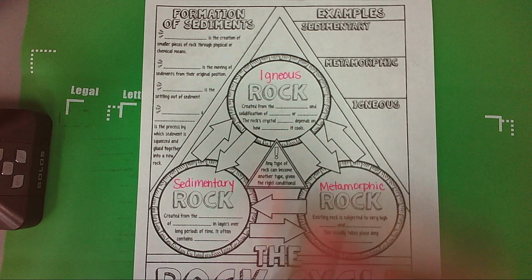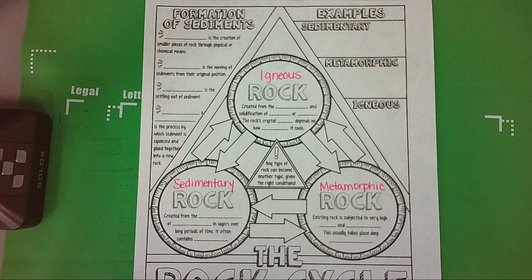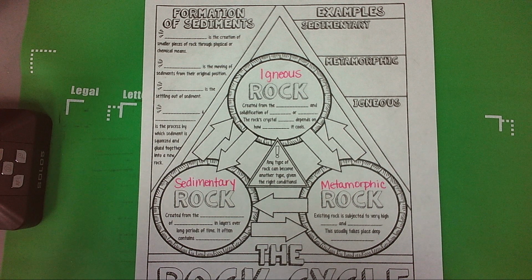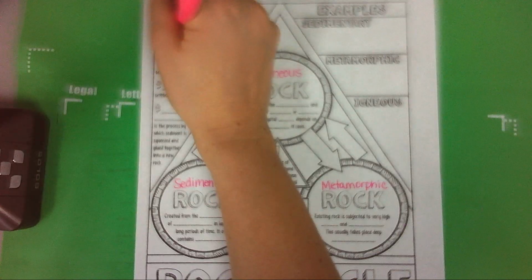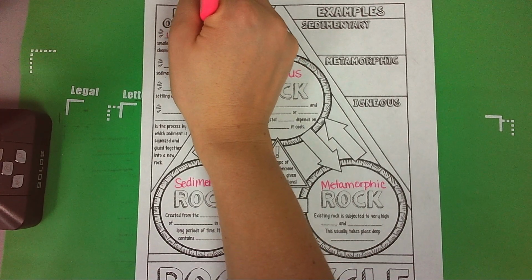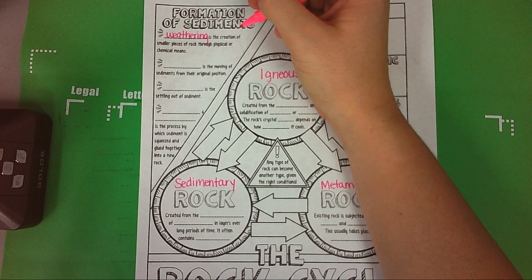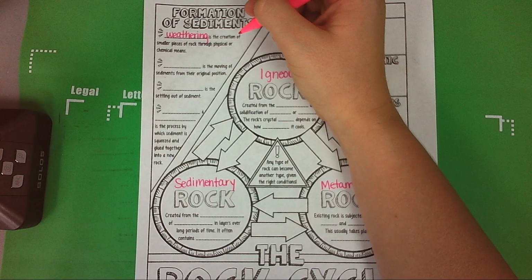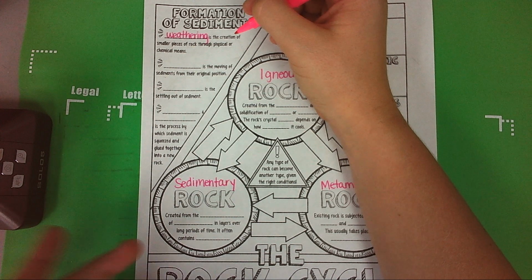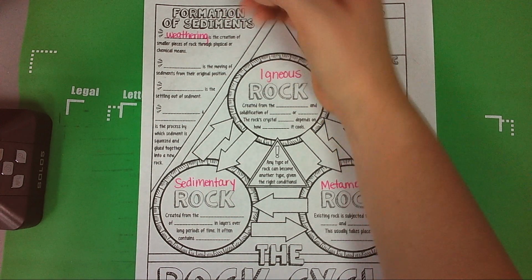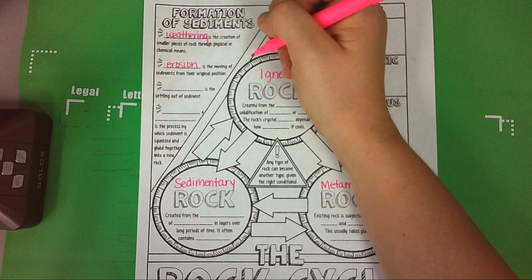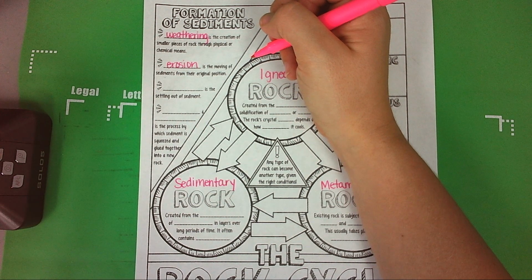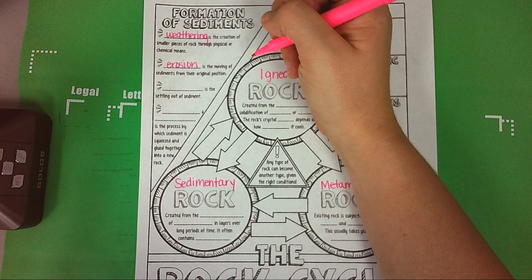Okay, so let's talk about the formation of sediments. Remember, weathering and erosion have a lot to do with sedimentary rock. So weathering is going to go here. Weathering is the creation of smaller pieces of rock through physical or chemical means. Remember, there's physical and chemical weathering. So weathering actually is a part of the rock cycle. Then erosion is the moving of sediments from their original position. So this is all kind of a review as we get into the rock cycle.